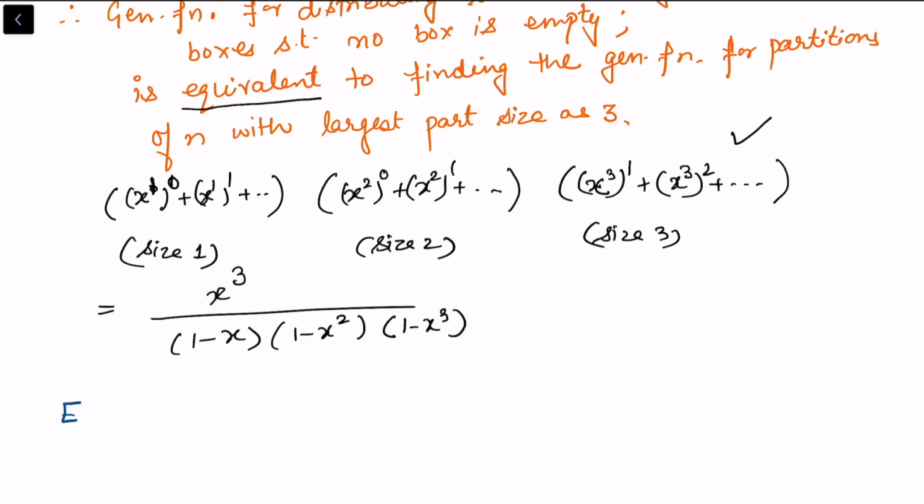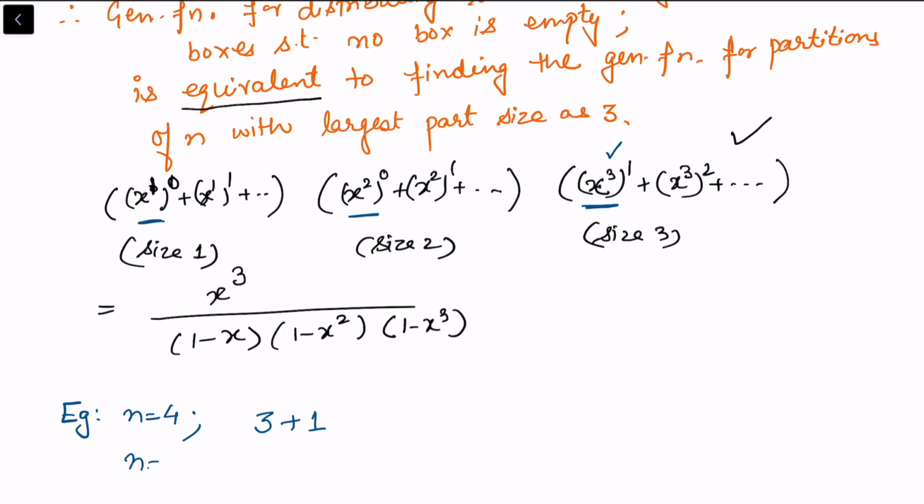And here we can consider an example for n is equal to 4. We said the largest part size is 3. So 3 can appear one time. You can see this 3 will multiply with 1 and 1. So this will be one of the partitions, 3 plus 1. Here the largest part size is 3.